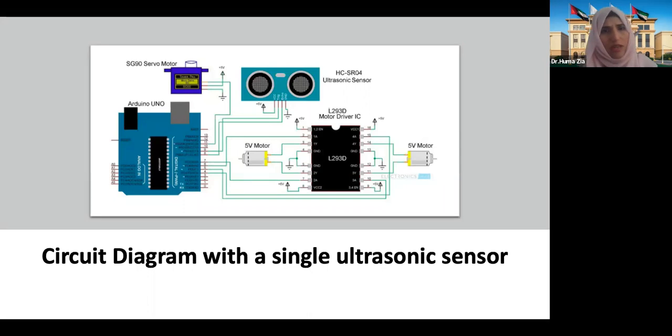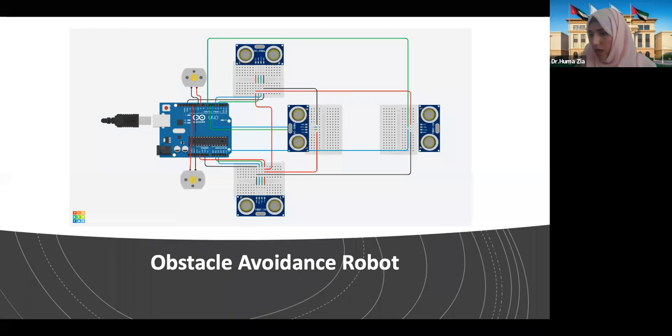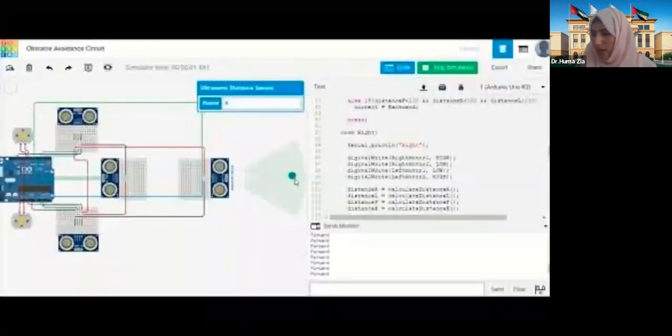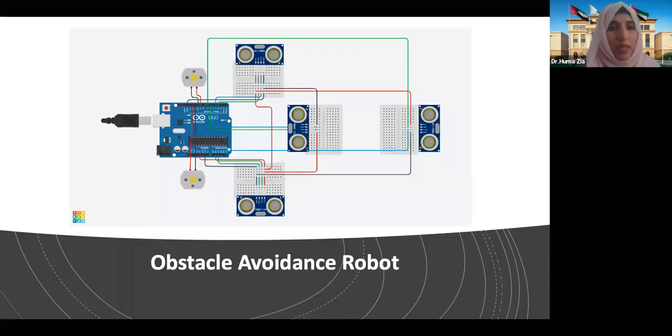Now, this is the circuit diagram. As you can see in this particular diagram, only one ultrasonic sensor is being shown. And there is a servo motor, and there are 2 DC motors, and this is the motor driver circuitry. And you have this Arduino. So basically, this is the complete design of the obstacle avoidance robot with 2 DC motors, and you have 4 ultrasonic sensors on all the 4 sides.